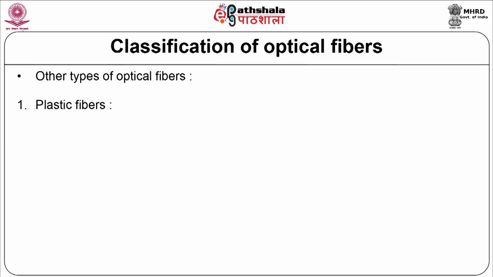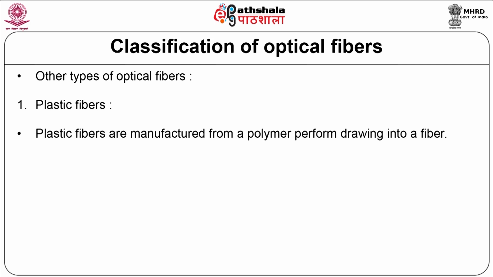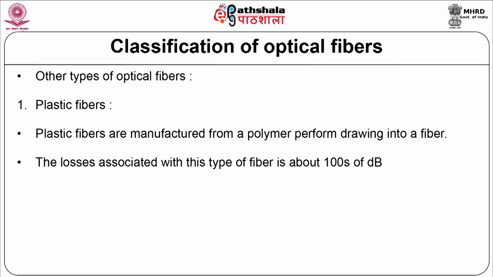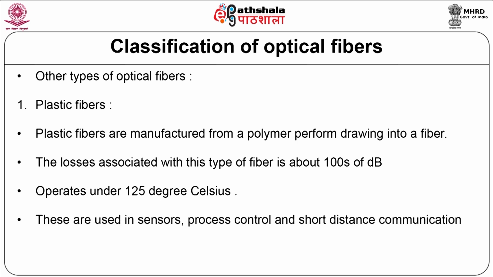Plastic fibers. Plastic fibers are manufactured from a polymer preform drawn into a fiber. The losses associated with this type of fiber are about hundreds of dB. It operates under 125 degrees Celsius. They are used in sensors, process control and short distance communication.